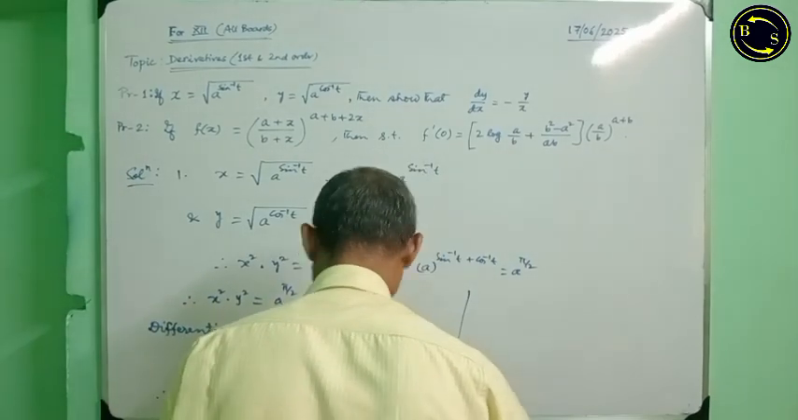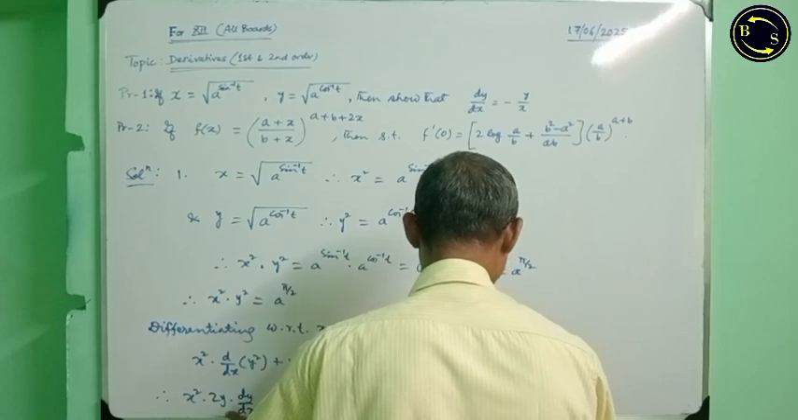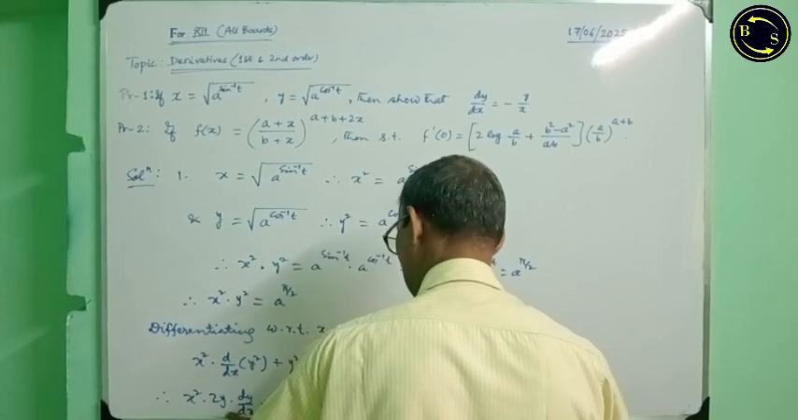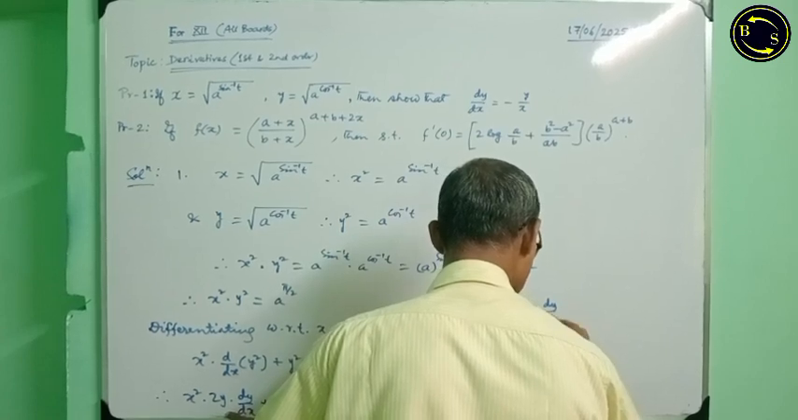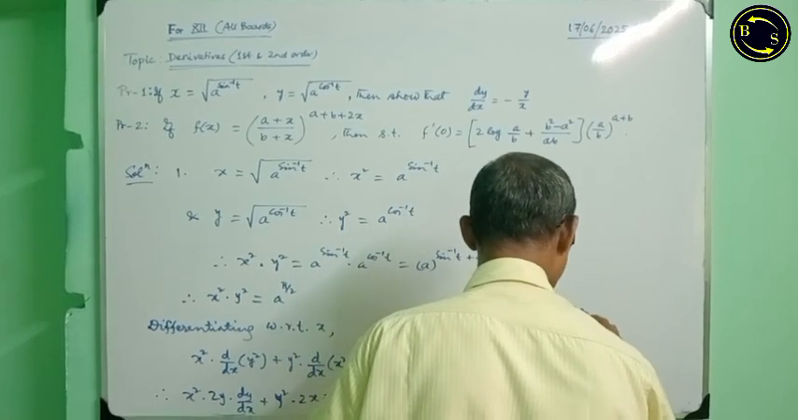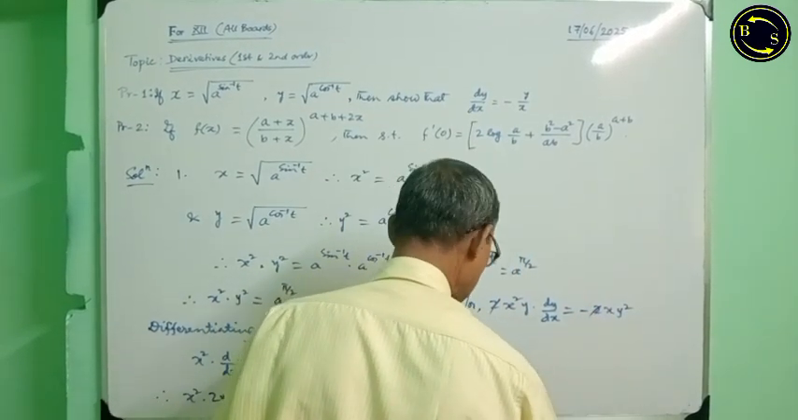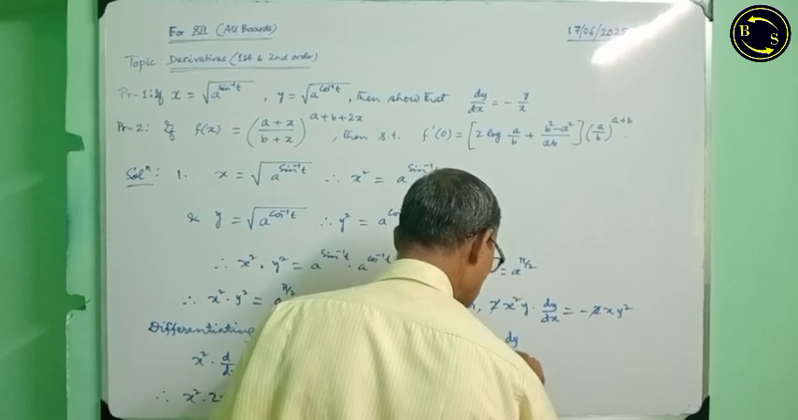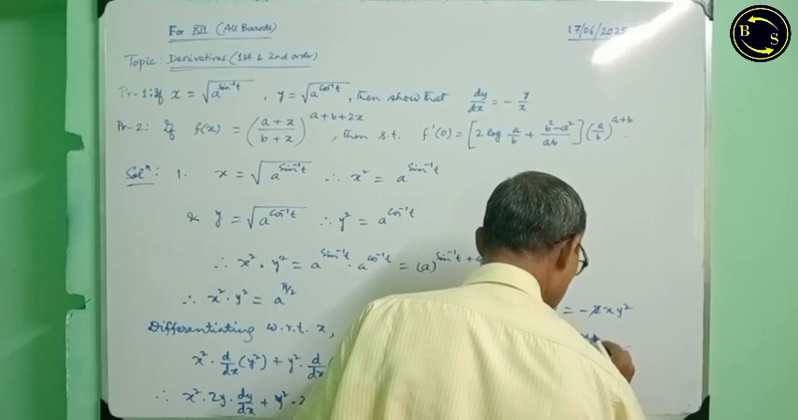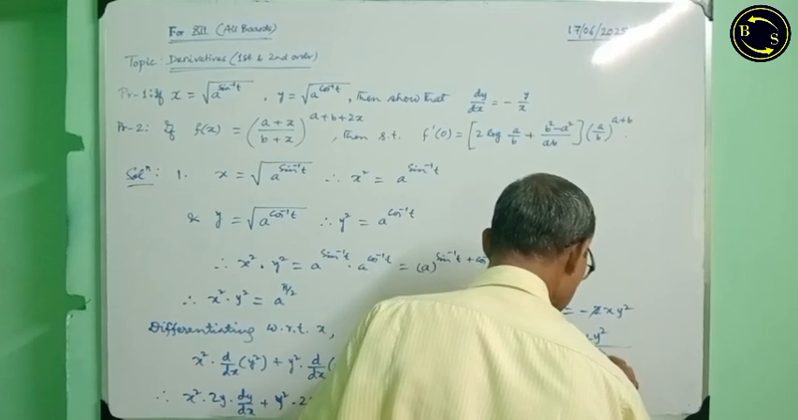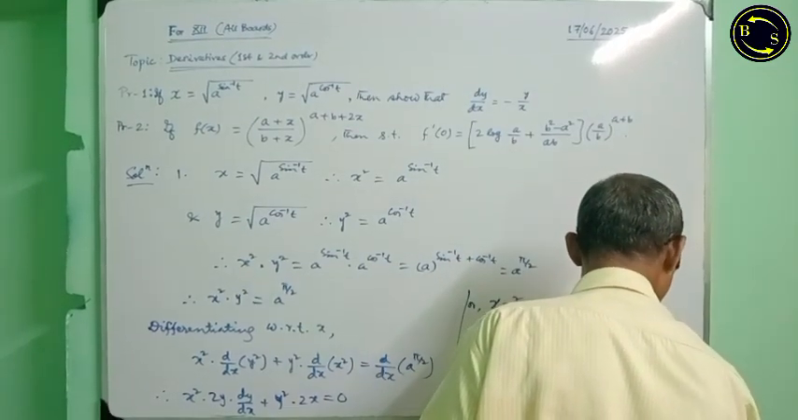Now we keep the dy dx term on the left side. 2 x square y into dy dx is equal to minus 2x y square. 2 cancelled, therefore dy dx is equal to minus x y square by x square y, that is minus y by x.